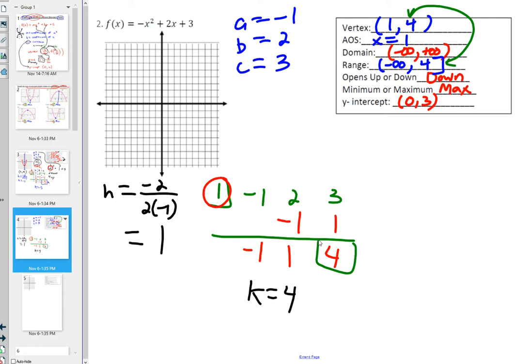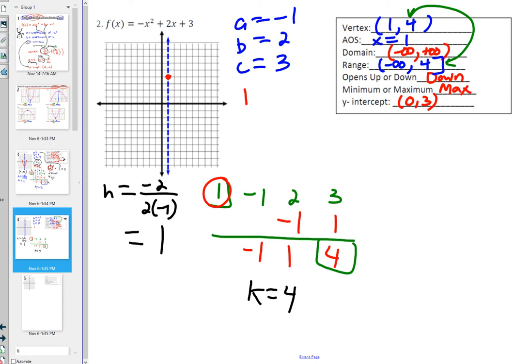Okay, so now let's graph. My axis of symmetry is at x equals 1. So I would draw a vertical line right through 1 on the x-axis. Where is the vertex going to be? The vertex should be on the top of that somewhere. Where is the vertex going to be at? At 1 comma 4. So I go 1 to the right and 4 up, and there's my vertex. 1 point down, 4 to go.